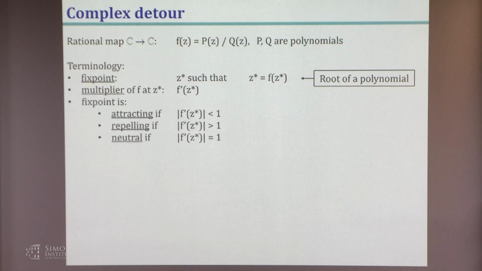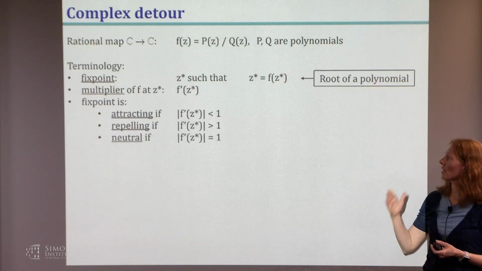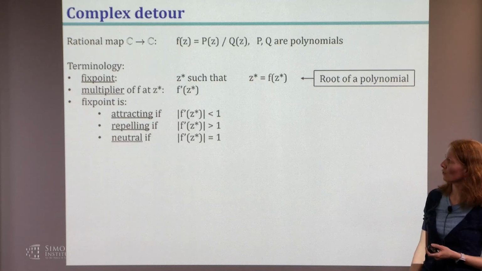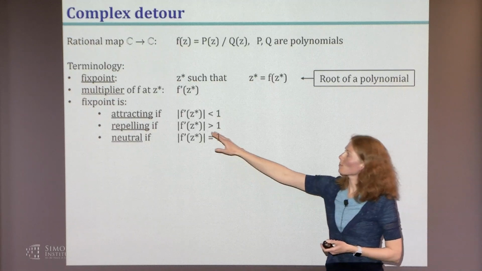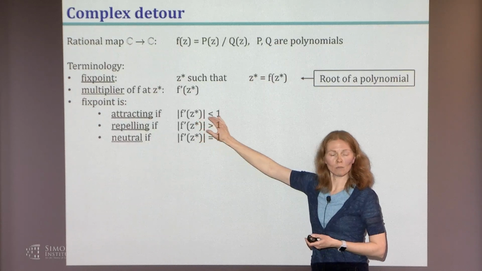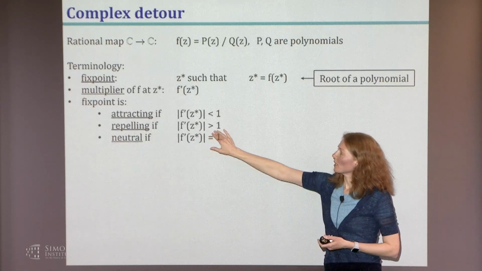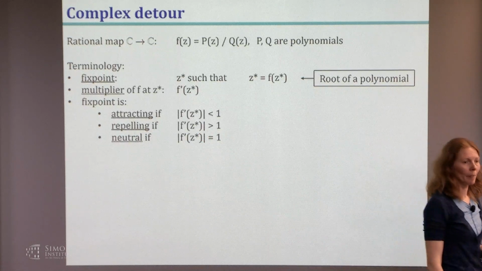because I just take my Q(z) and multiply by z star, and I want to get P. Okay? Okay. And then we have this concept of a multiplier at a fixed point, which is just the derivative at that fixed point. And we say that a fixed point is attracting if the norm of the multiplier is smaller than 1. It's repelling if it's bigger than 1, and neutral if it's equal to 1.